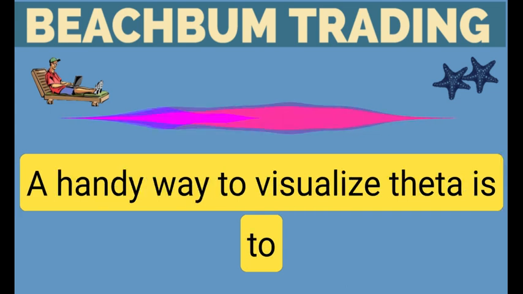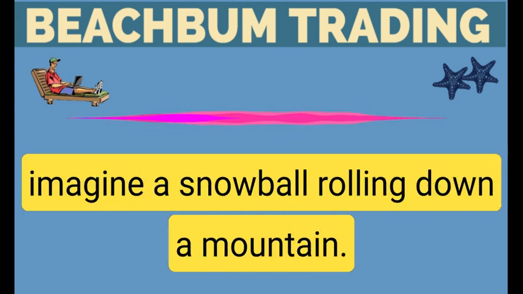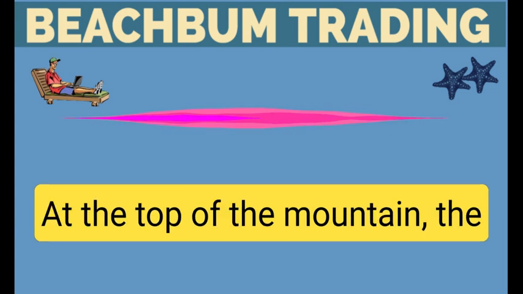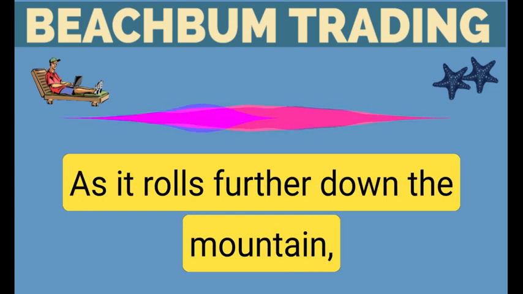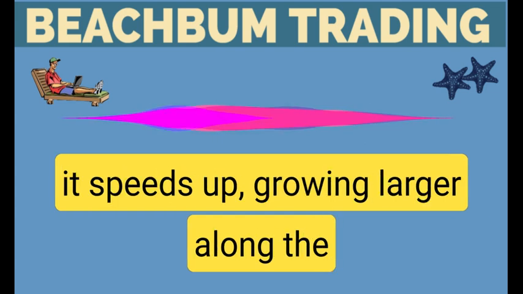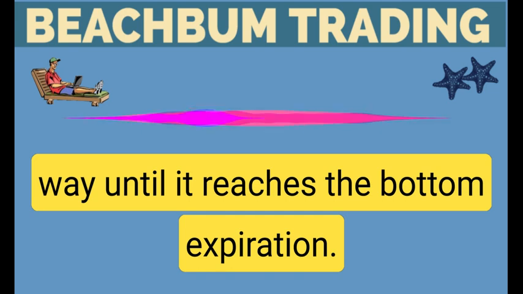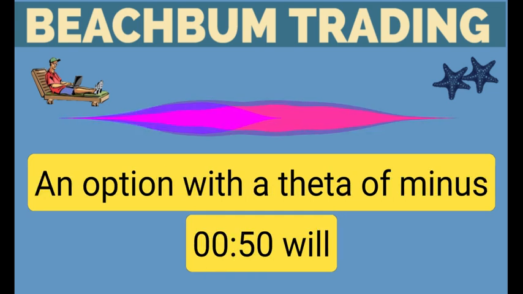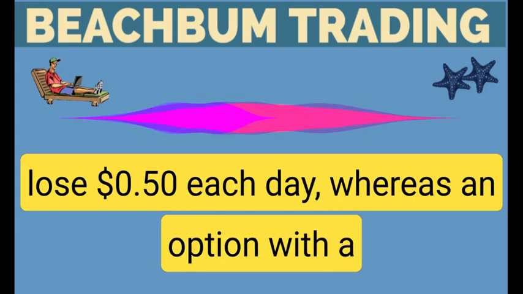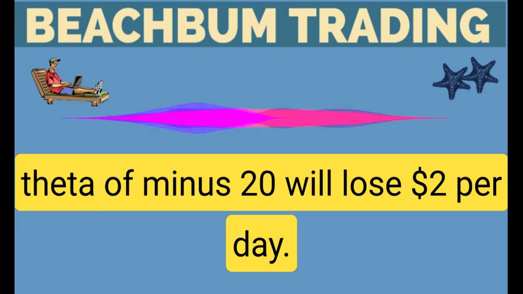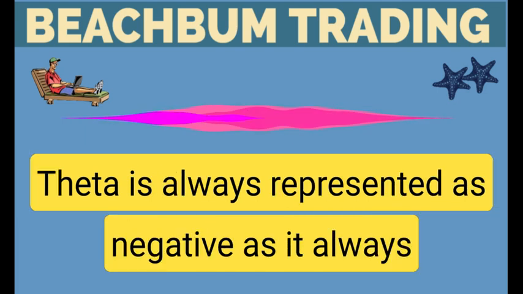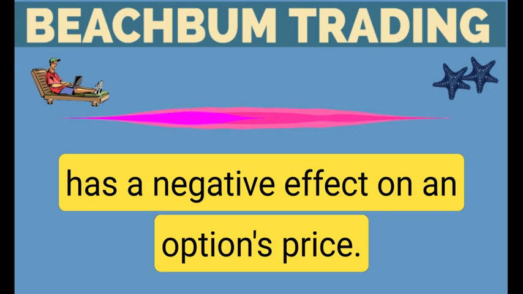A handy way to visualize theta is to imagine a snowball rolling down a mountain. At the top of the mountain, the snowball is small and moving slowly. As it rolls further down the mountain, it speeds up, growing larger along the way, until it reaches the bottom, expiration. An option with a theta of -0.50 will lose 50 cents each day, whereas an option with a theta of -2.00 will lose $2 per day. Theta is always represented as negative as it always has a negative effect on an option's price.